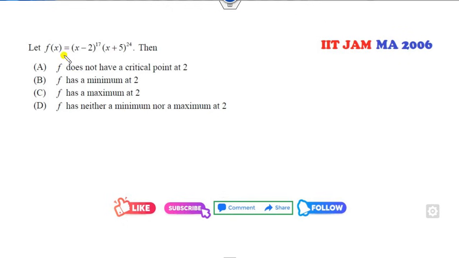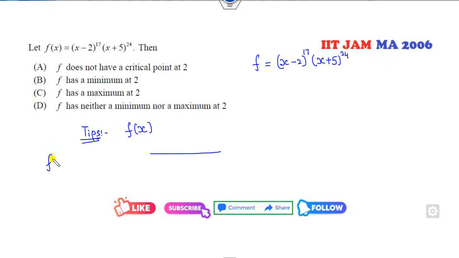Okay, look at this one. A function is given as x minus 2 raised to power 17, x plus 5 raised to power 24. Firstly, I can give you a tip. Whenever you have a function of a single variable f(x) like here, then find the values at that point. Then look at the value.